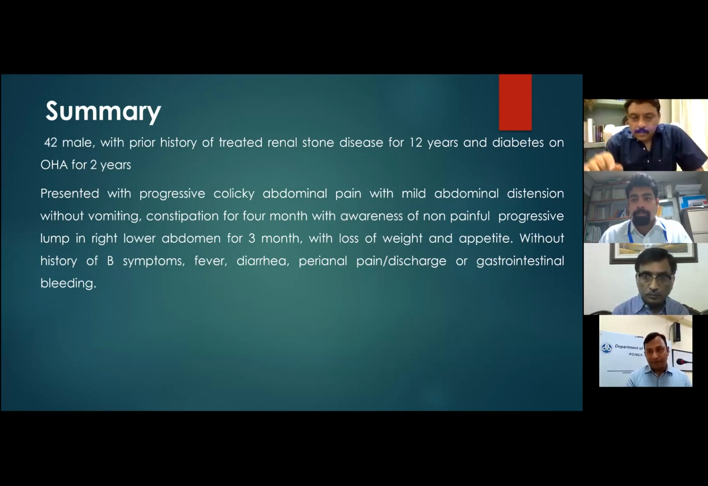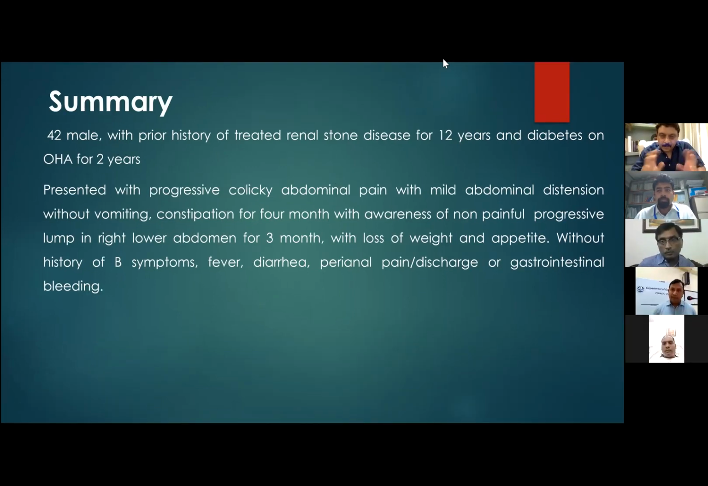Here, I would like to add on to this. You started with progressive. I think it could be recurrent episodes of colicky abdominal pain rather than the word progressive which you have used. And the second is, whenever you talk about the summary of the symptoms, it has to be in the words of what the patient has described to you. Whatever positive or negative history he has given, we summarize that, because on the basis of that we are going to make a diagnosis. So we can avoid 'without history of B symptoms' in the summary. One is recurrent episodes of colicky pain, and maybe avoiding what the patient has not told you.